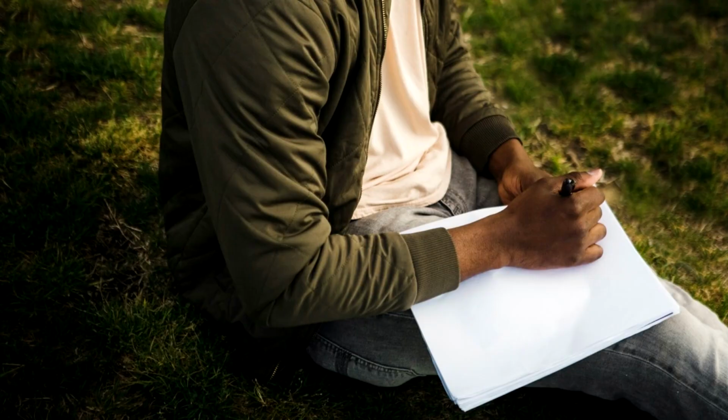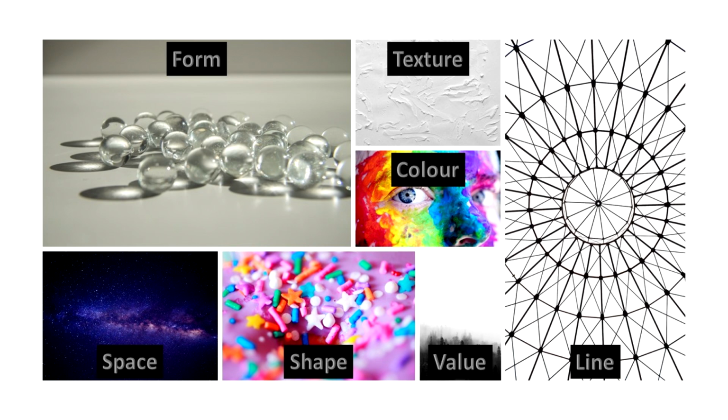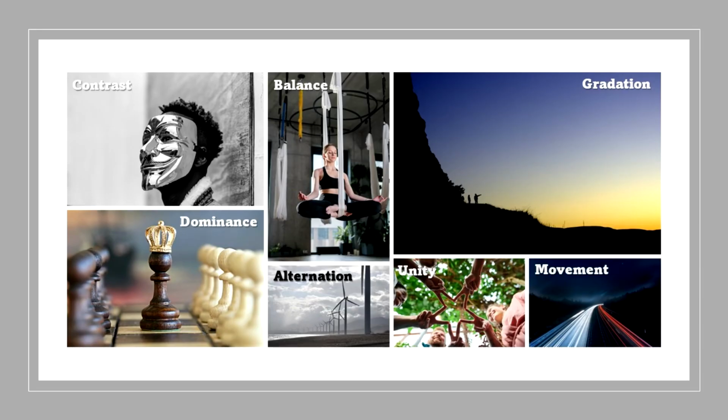Well, you're sketching out there and you have learned about the ingredients of urban sketching. Basically, that would be space, line, shape, value, color, texture, and so on and so forth. That would be the first half. We're going to cover the second half now, basically the principles of design for urban sketchers. So what are these seven so-called principles of design or aesthetic concepts for urban sketchers, if you like? Well, it's contrast, dominance, balance, alternation, gradation, unity, and movement.